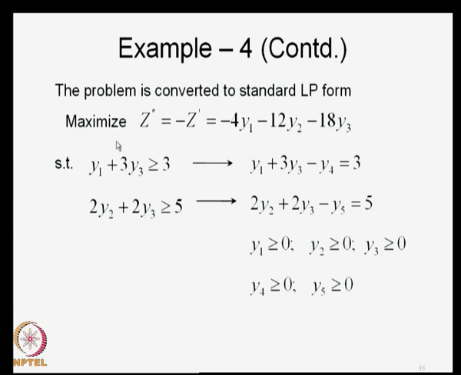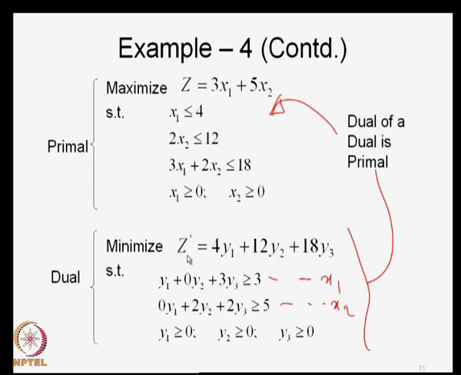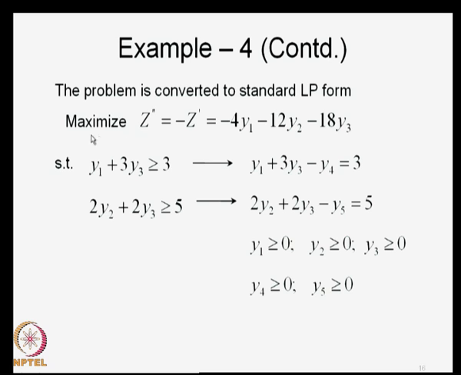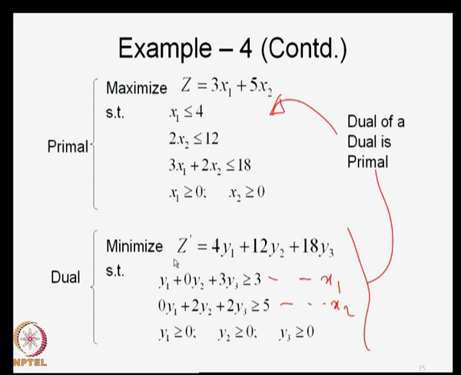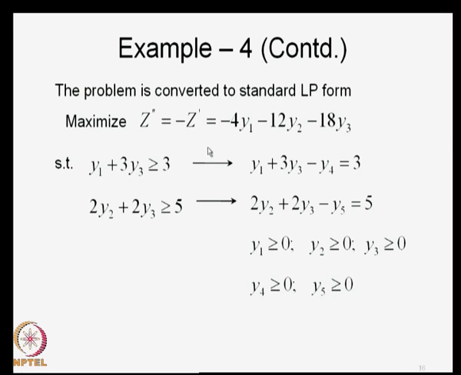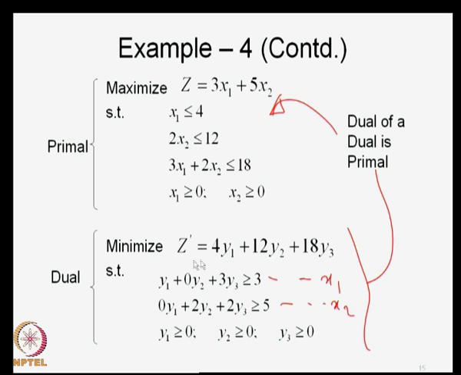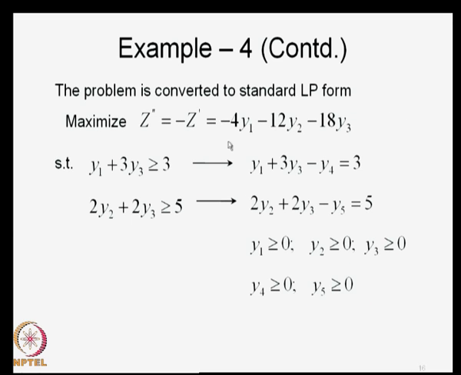So, we write maximization now. Because we had written z dash earlier, to distinguish between z and z dash, I will write another variable now, maximize z double dash, which will be equal to minus z dash, because this is the objective function we are looking at. So, minus z dash, which is equal to minus 4 y 1 minus 12 y 2 minus 18 y 3. I am just rewriting this. From the minimization objective function, I am writing it as maximization objective function. Therefore, this will be minus 4 y 1 etcetera.